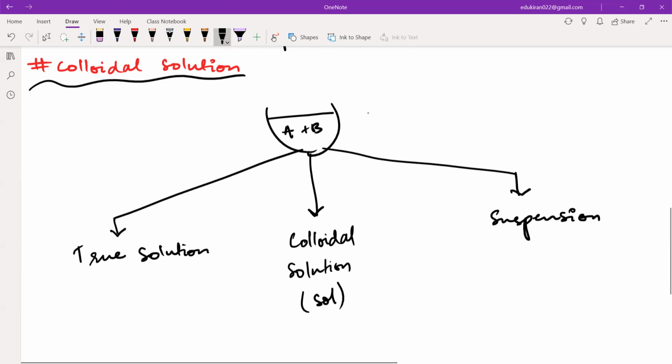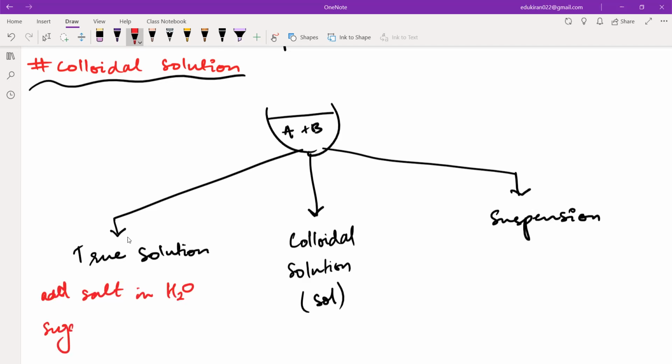Now I will give you a simple example so you understand. True solution: when you add salt in H2O or sugar in H2O, those examples are of true solution. Suspension: in suspension you can add chalk in water.